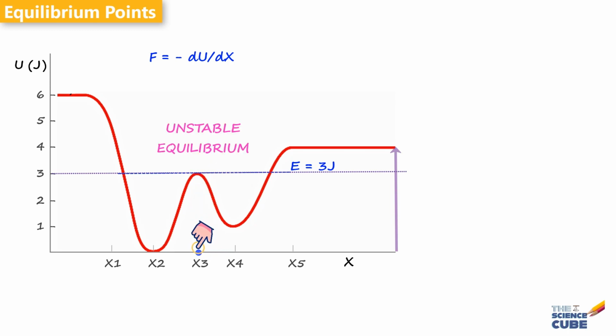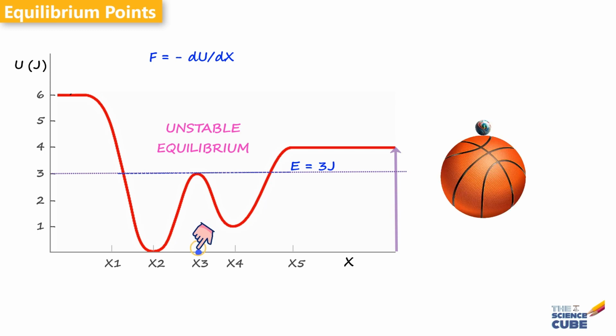Again, a good example would be a marble placed on top of a large ball where as long as it sits there, it will not move. But the slightest displacement in either direction will make it roll in that direction.